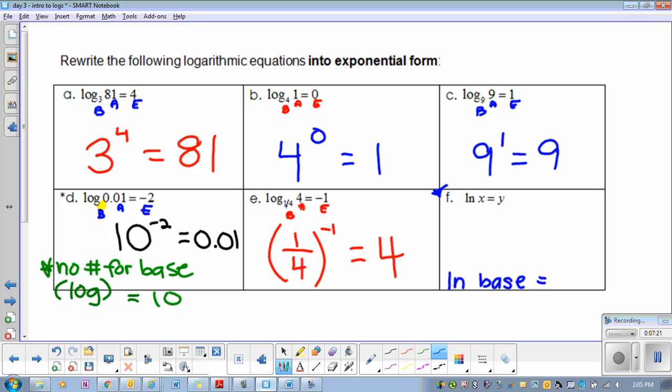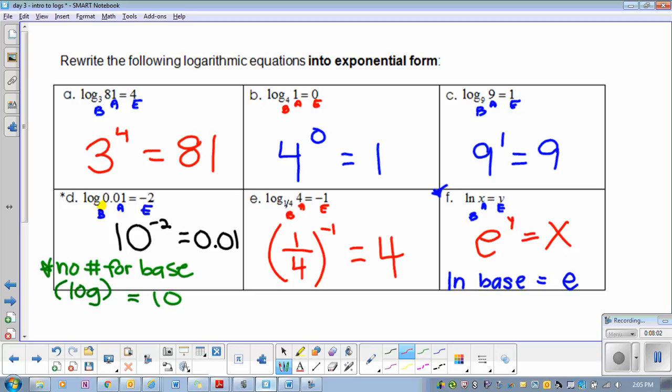For ln, they're not going to put a little base number, okay? You have to know that the base for ln equals e. Remember Euler's number? 2.718? Yeah? So it's still a log, so it's still going to be that same setup. But now your base is e. What is the exponent? y. e to the y equals what? x. Is that easy? Good.